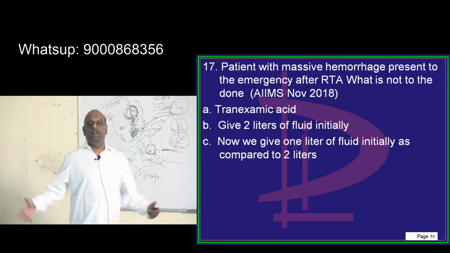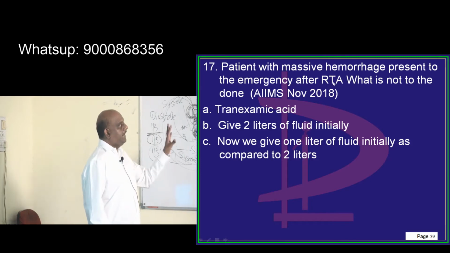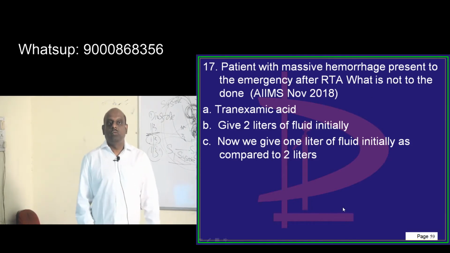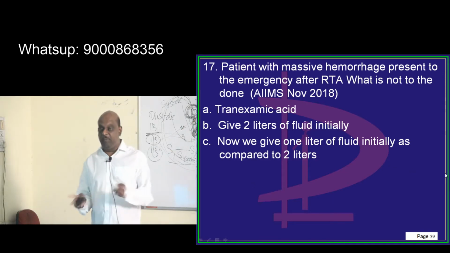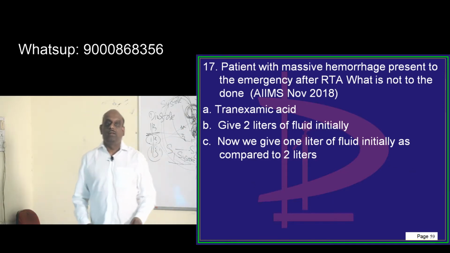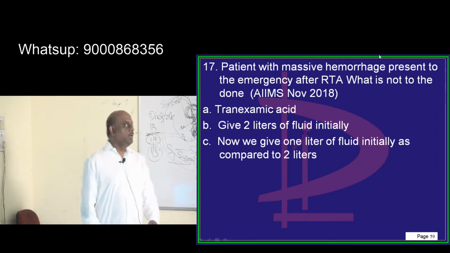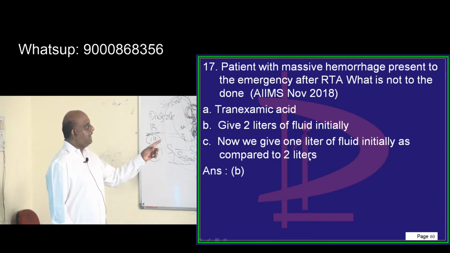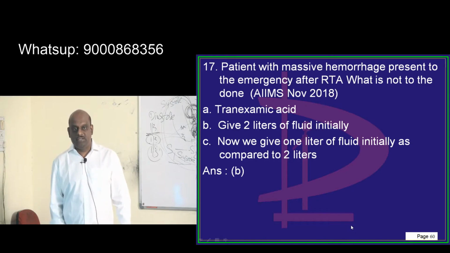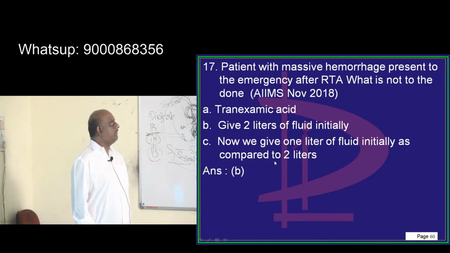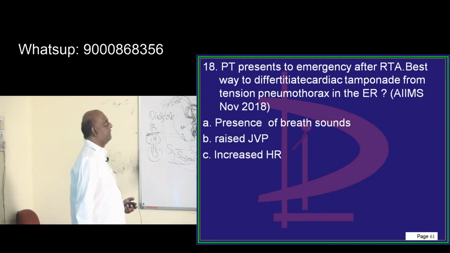Patient has a massive hemorrhage. He presented to the emergency after a road traffic accident. What do you give, what you don't give? Obviously, tranexamic acid is an antifibrinolytic agent. So fibrinolysis leads to bleeding, antifibrinolysis leads to clotting, you can give. And earlier the recommendation used to be give 2 liters, but now we give only 1 liter of fluid initially compared to 2 liters is what you have to appreciate.